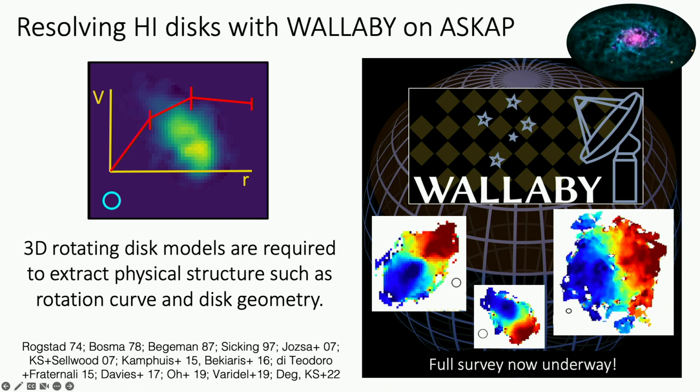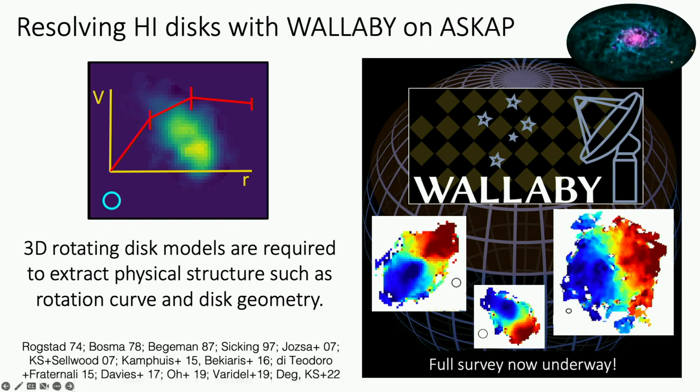And so when we model this thing and get a rotation curve, it looks kind of sort of like this, right? So you get a few points of the rotation curve. The data quality for any given galaxy is not as great as we can do when we stare at one system for a really long time, but we've got tens of thousands of them. And so what we're trying to do is apply 3D rotating disk models, because they're required in this regime, to extract the physical structure of those systems, like rotation curves and surface brightness distributions and disk geometries. And that's what we can compare to theoretical predictions. And there's a rich literature, and my group is expert in doing this, both in 2D and 3D, along with lots of other folks.